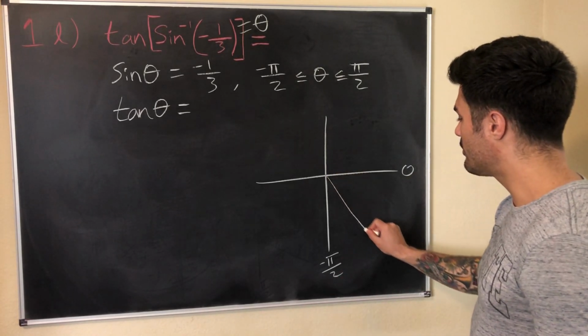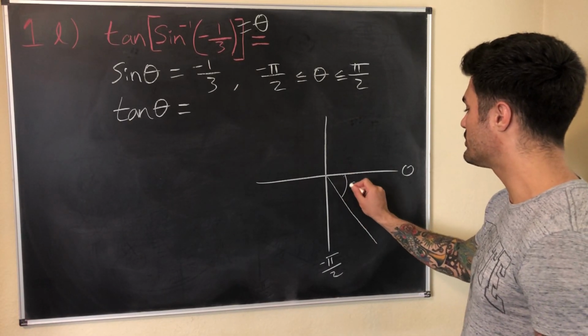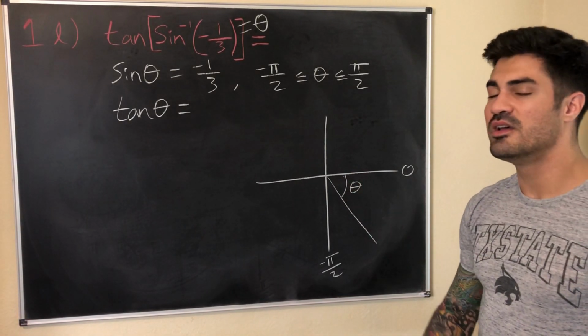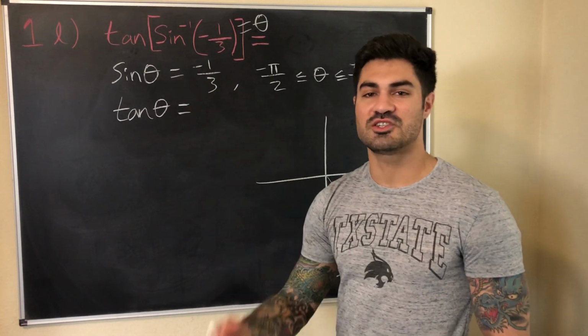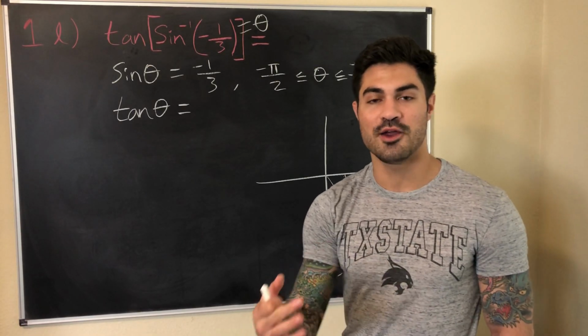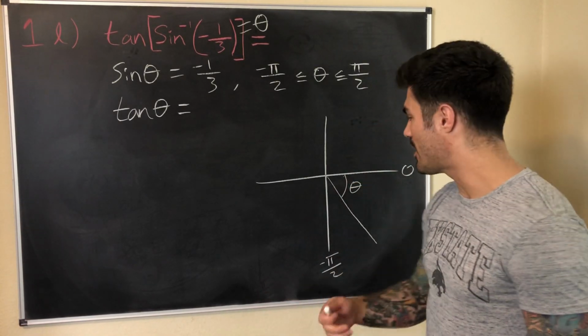And now we can draw our angle theta. Whatever it is, it's in the fourth quadrant down here. We can draw it. This is theta. Now we use the definition of the sine function. Remember, sine takes in an angle and it spits out a ratio. And that ratio is y over r, or opposite over hypotenuse.